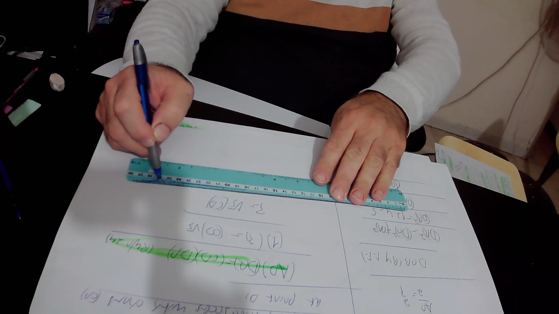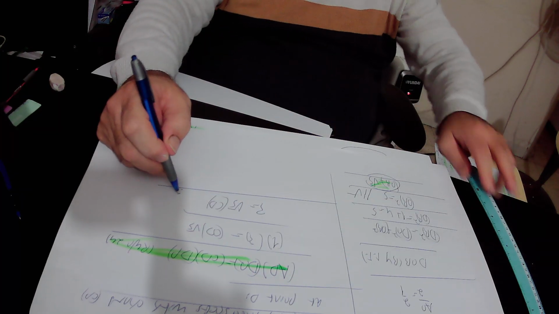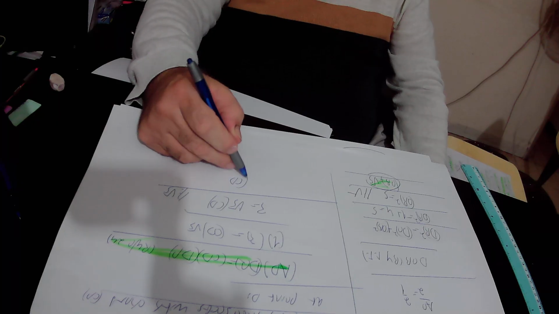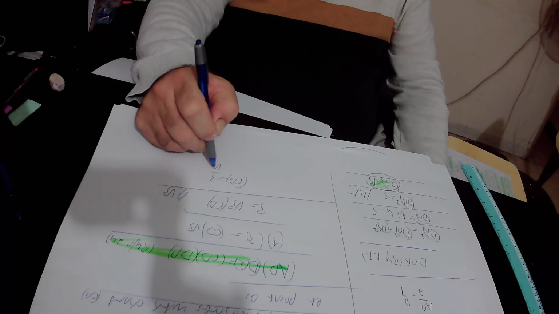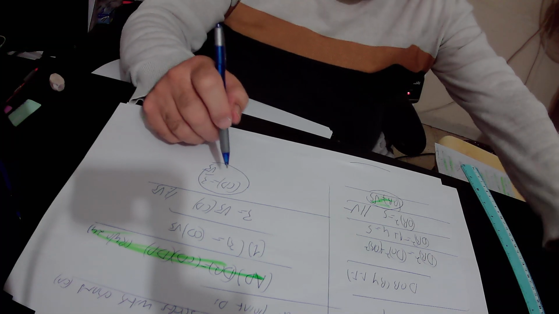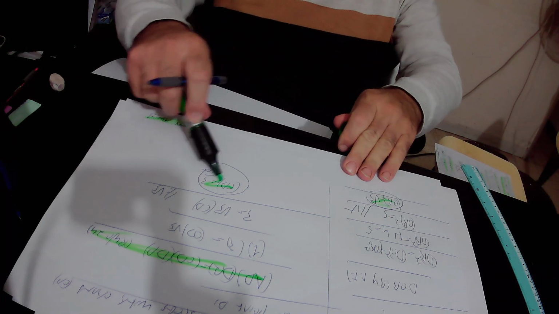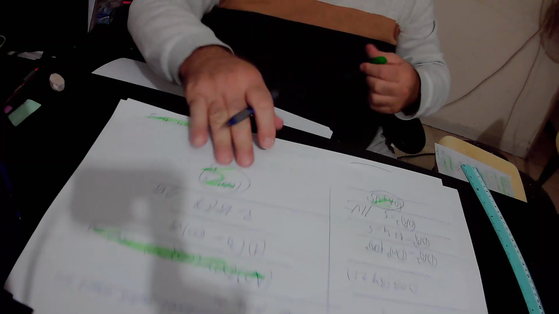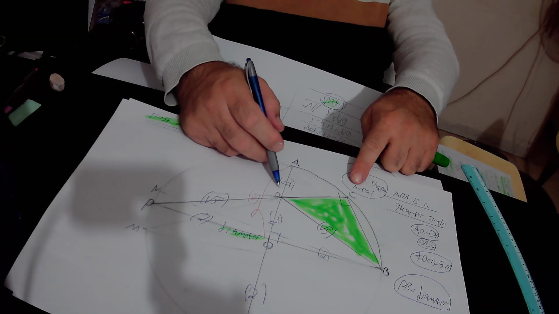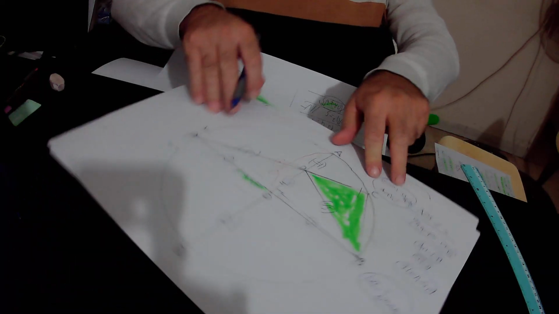Here we divide this equation by square root of 5, and find out that the missing side CD is equal to 3 over square root of 5 units in length.